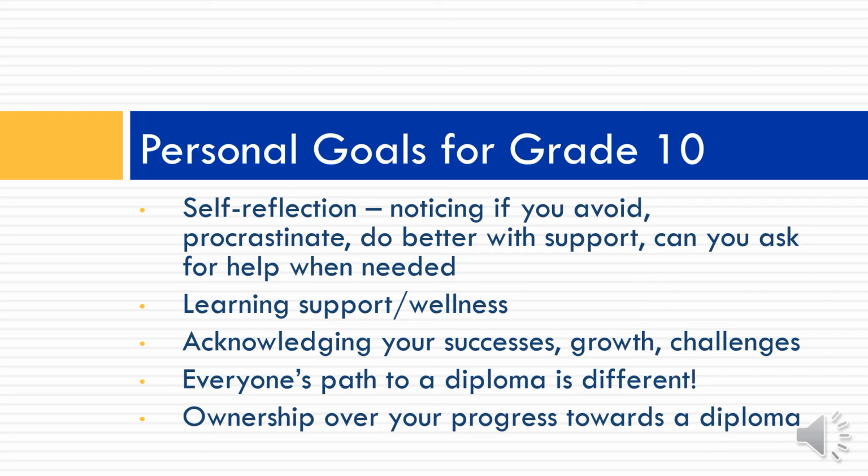It's also important to know that everyone's path to a diploma is different. We don't want you choosing certain courses because there's a perceived prestige that goes along with taking a certain stream. It's also important to know that your opportunities for different classes and what you choose is going to be different from your friends potentially. And know that you need to show some ownership and some commitment towards your progress towards a diploma. So, like I said, as we move towards that diploma, your path is going to look different than many others within your class.